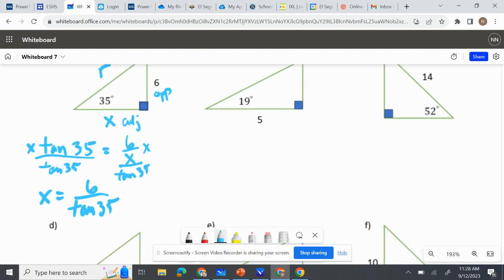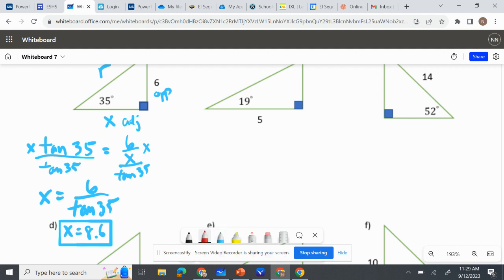So on my calculator, I'm going to do 6 divided by the tangent of 35. And that right there is going to give me the answer of 8.6. Depending on the calculator, we go 6 divided by tangent of 35, or with some of them, you go 6 divided by, you hit the 35, then the tangent button, and then you hit enter. So just test out your graphing calculator, see what gives you the 8.6.